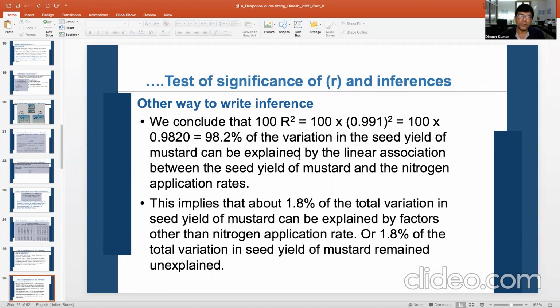You can square the correlation coefficient and multiply it by 100. Whatever you get, that much of the variation can be explained by the linear relationship between the two variables, 98.2%. The higher the value of the coefficient of determination, the better the fit. Suppose R square is equal to 1. It's 100%. The line is passing exactly through the points. That means there is no error. That is the best fit.